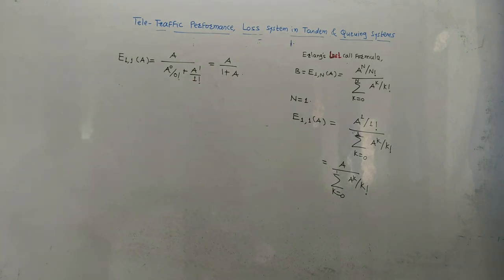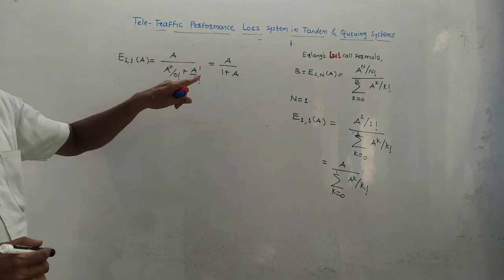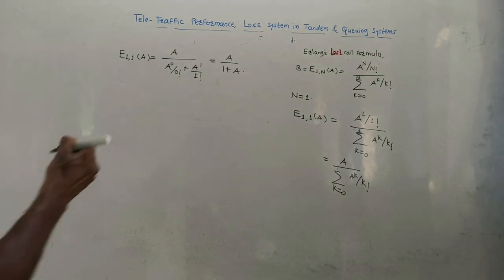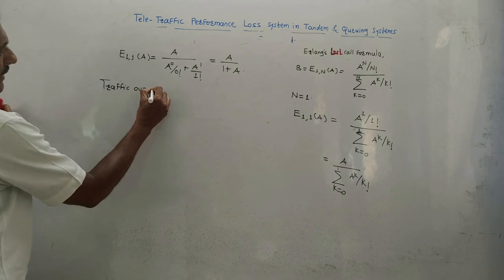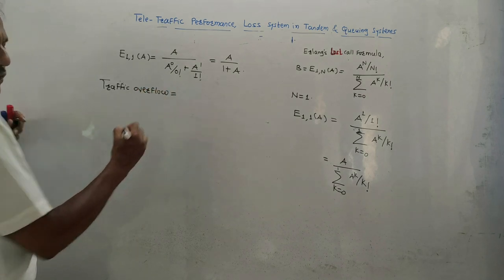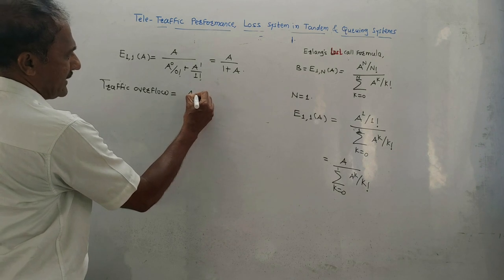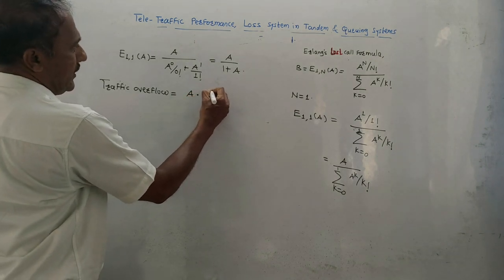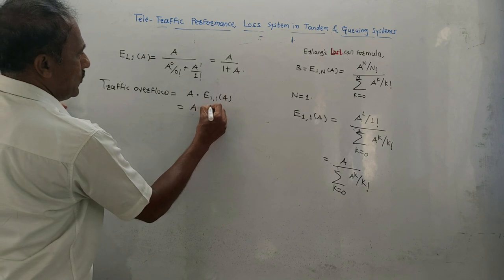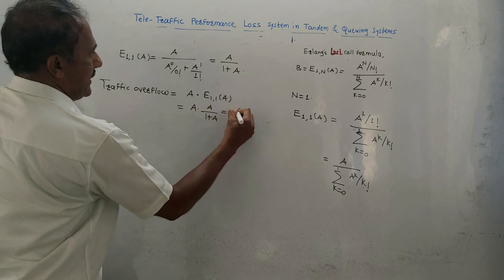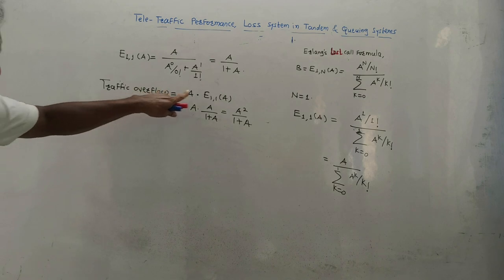Now the total traffic which is transferred or overloaded from trunk 1 to trunk 2, that we need to calculate. Traffic overflow means trunk 1 has become busy, so we will transfer the traffic to trunk 2, because this is a sequential arrangement. So traffic overflow can be given as A into total traffic into this value E1,1(A), so it becomes A into A upon 1 plus A, so it is A square upon 1 plus A. This is the traffic overflow from trunk 1 to trunk 2.